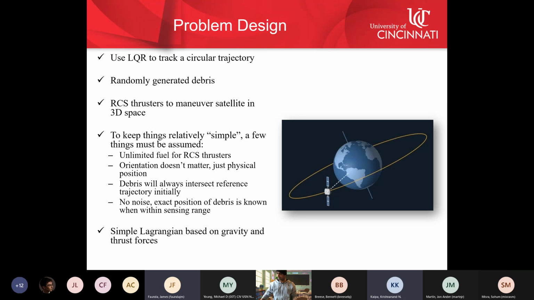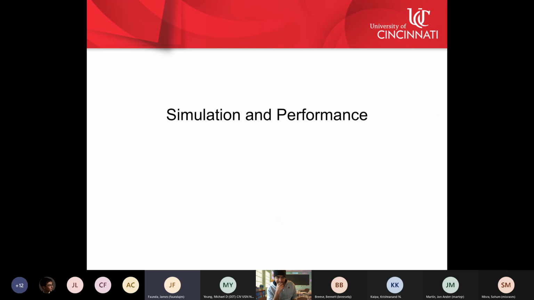The orientation of the craft is also not a factor, so this simulation is only going to be 3 degrees of freedom. The debris will also intersect the reference trajectory to ensure avoidance actually occurs in the simulation, and no noise will be incorporated in the simulation, so the satellite will know exactly the position of the debris within a certain sensing range. And due to the 3 degrees of freedom, the Lagrangian for the system will be rather simple.